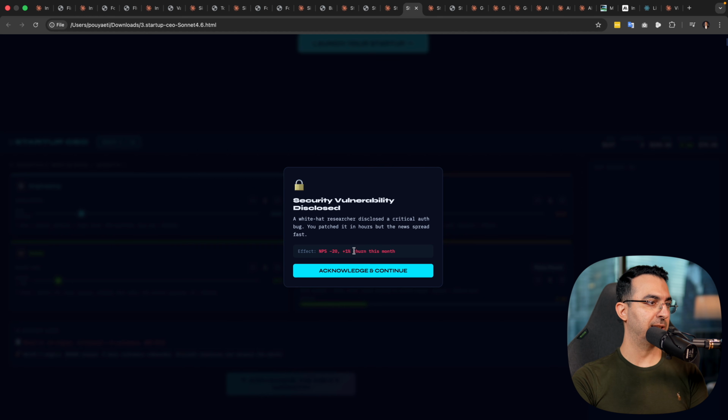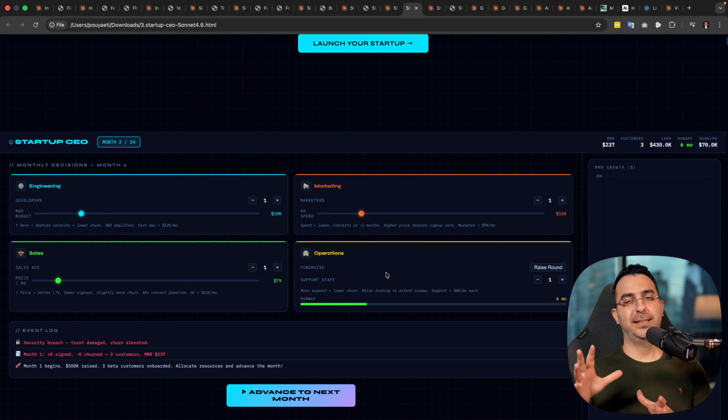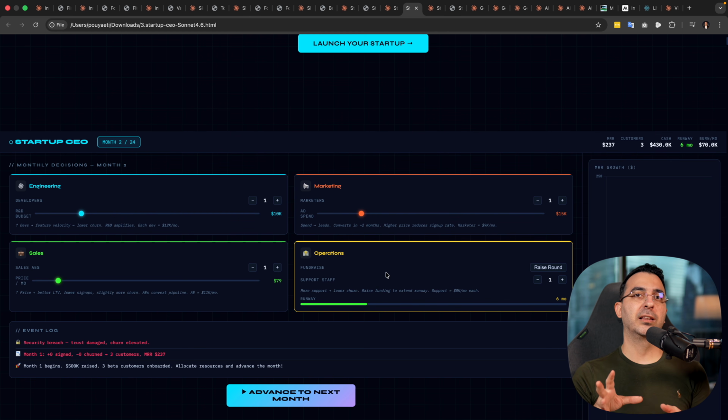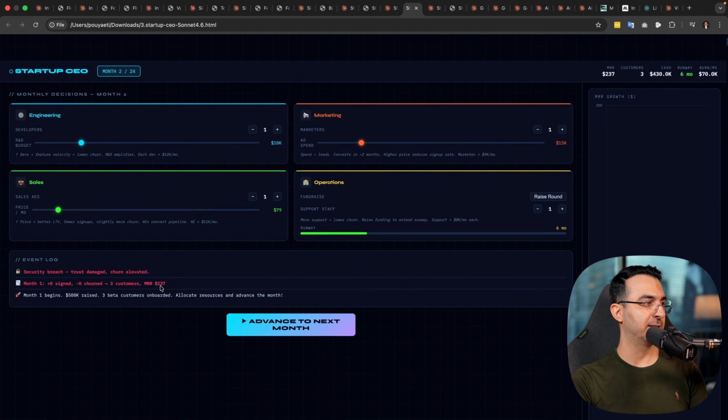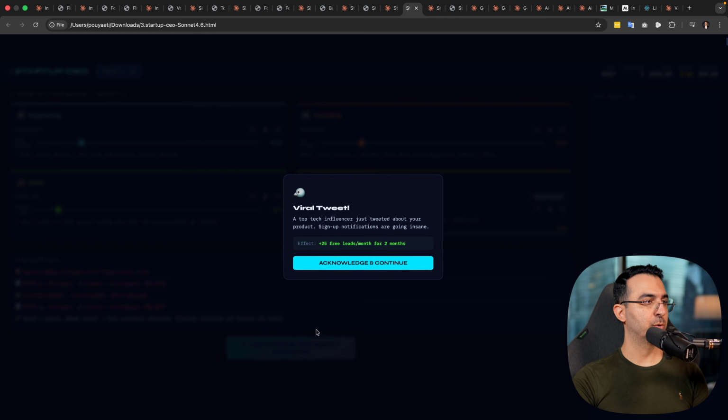For example, here it is telling us a white hat researcher disclosed a critical bug in our product. We tried to fix it, but it got into the news and it harmed our company. So it involves real-life issues that can happen to a business. And here we can see the result. So what we can do is increase the number of engineers to 3 so we can improve our business, and let's say we keep the rest the same. So let's go to the next month.